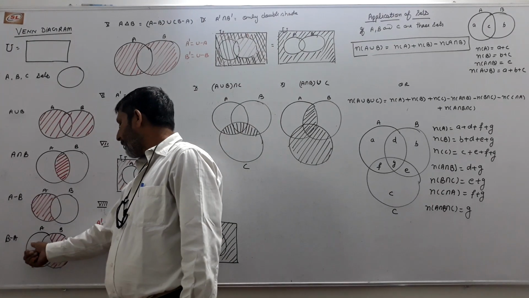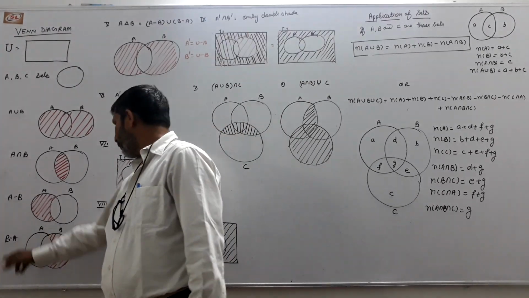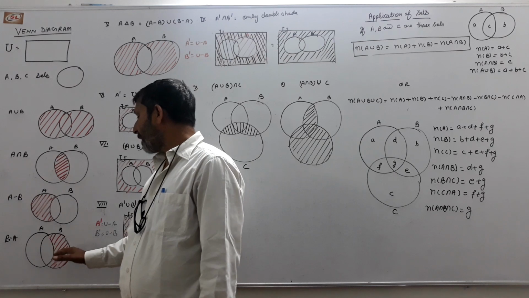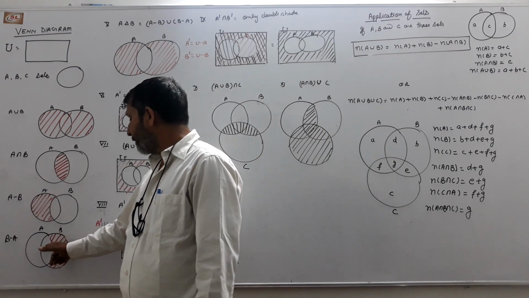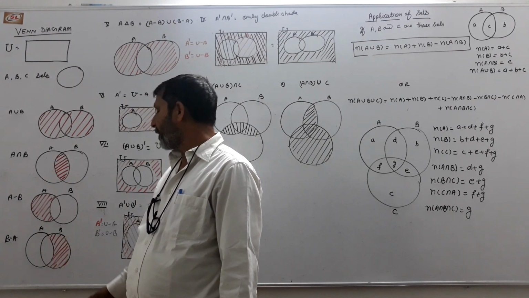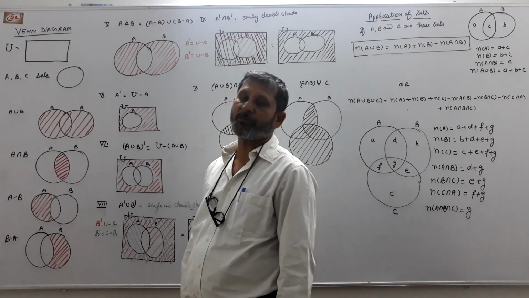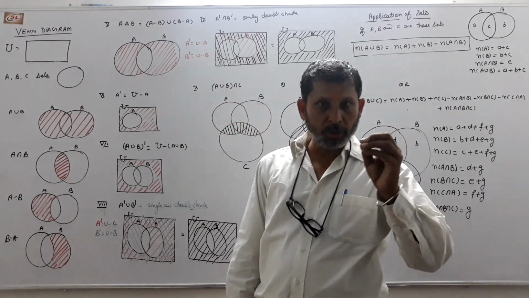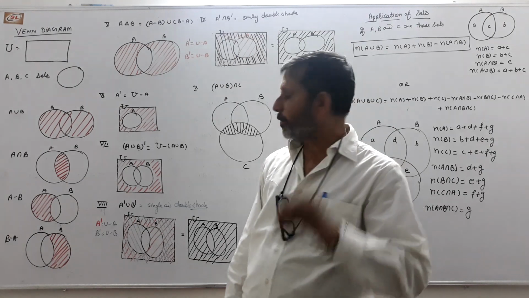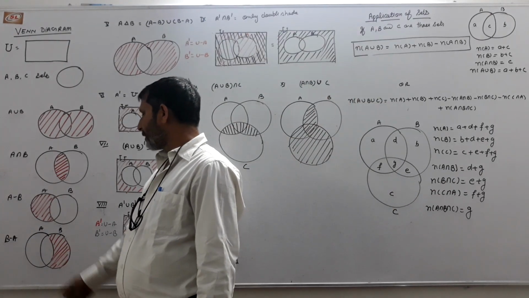Similarly, B minus A. A and B are two sets. What is the meaning of B minus A? Only those elements which are left in B, means the intersection is subtracted from B. The common elements are subtracted from B, and only those elements which are left in B. So this part represents B minus A.